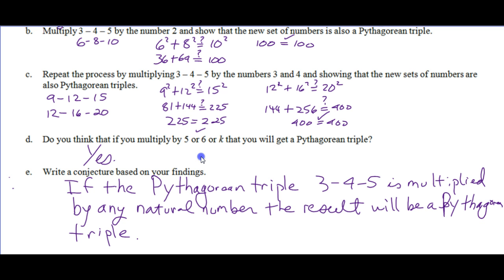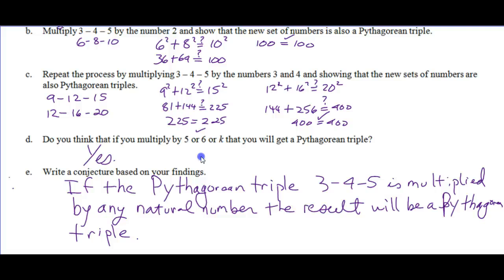Okay, so if we take the Pythagorean triple 3, 4, 5, multiply by any natural number, right? So natural numbers are like 1, 2, 3, 4, the counting numbers. Okay, you can't multiply it by 0. That wouldn't really work. Although 0 squared plus 0 squared is 0 squared, but sort of. Then the result will be a Pythagorean triple.